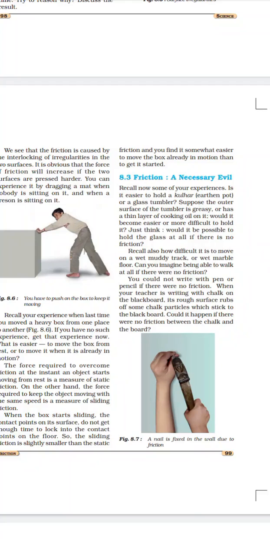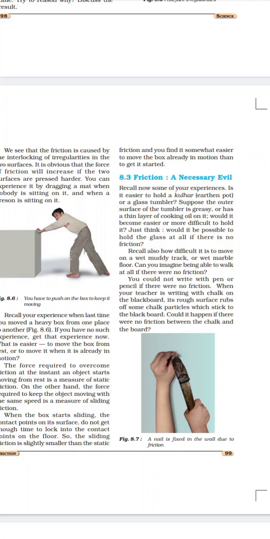Can you imagine being able to walk at all if there were no friction? You could not write with a pen or pencil if there were no friction. The teacher is writing on the board. Its rough surface rubs off some of the chalk particles, which stick to the blackboard. Could it happen if there were no friction between chalk and the board?